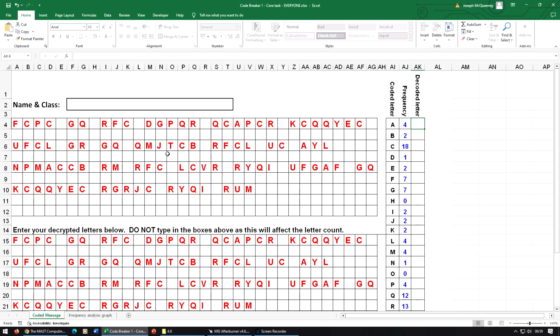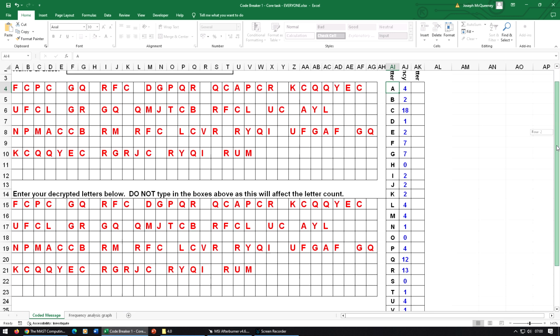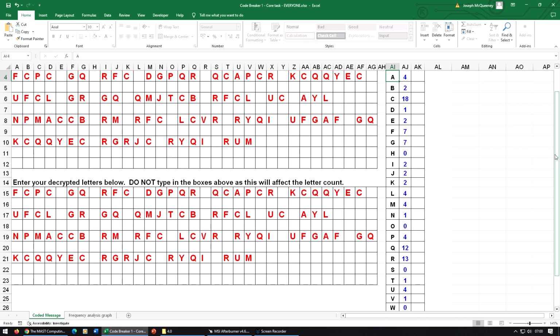So our first task on the code breaking, we're going to look at a message coded in the Caesar cipher. This part of the message is for the frequency table here. So we've got a COUNTIF formula that's looking at everything in this area, and it's counting if the letter to the left is there. So this tells us the frequency of each letter within the message.